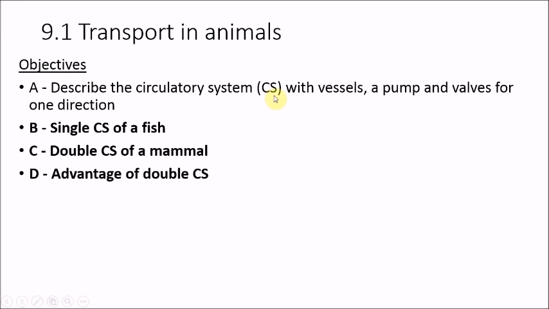I'm going to call the circulatory system CS for short. We've got to describe that circulatory system with vessels, a pump, and valves for one direction of flow. The second objective, we need to talk about the single circulatory system of a fish, then the double circulatory system of a mammal, and then the advantages of a double circulatory system.